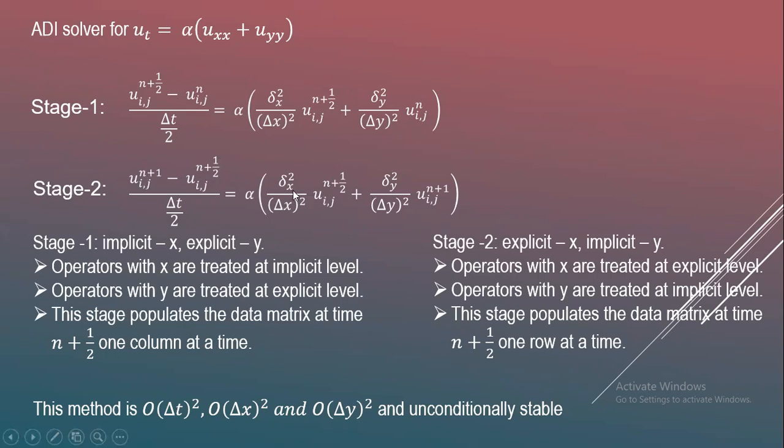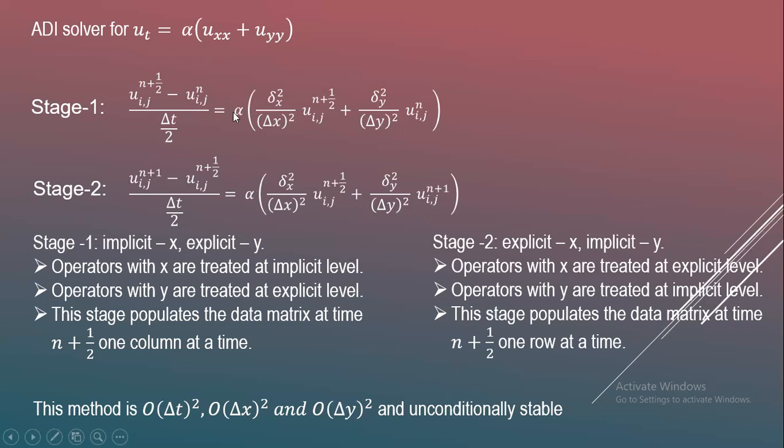And in the x direction, it's n plus half, that is explicit. And in the y direction, it's time level n plus 1, so it's implicit. And in stage 1, it populates the data matrix at time n plus half, one column at a time. And in stage 2, this stage populates the data matrix at time level n plus half, one row at a time.